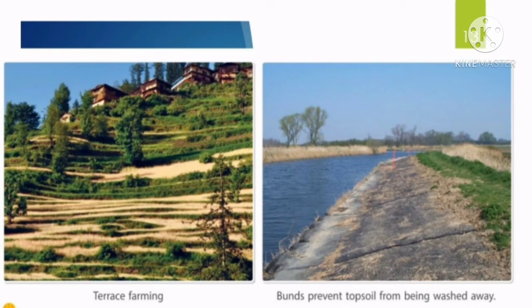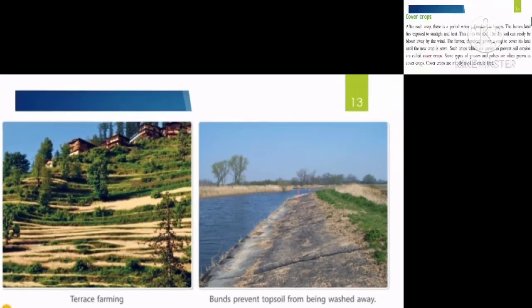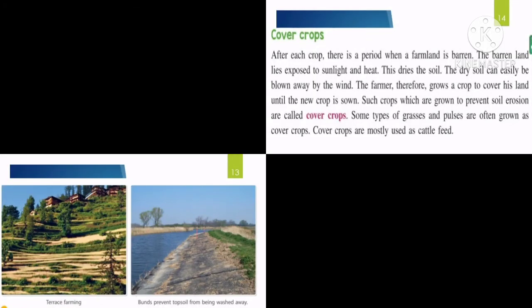The first one you can see is the diagram of a hill, where you can see various steps, and it is an example of terrace farming. This is how terrace farming works. They make the hill into steps, and then the farmer performs terrace farming.